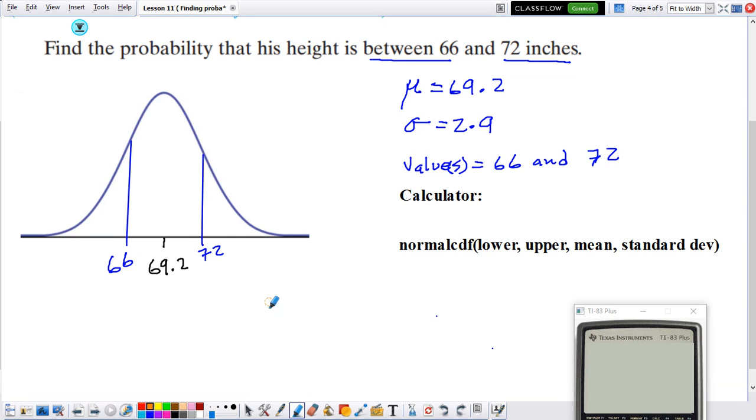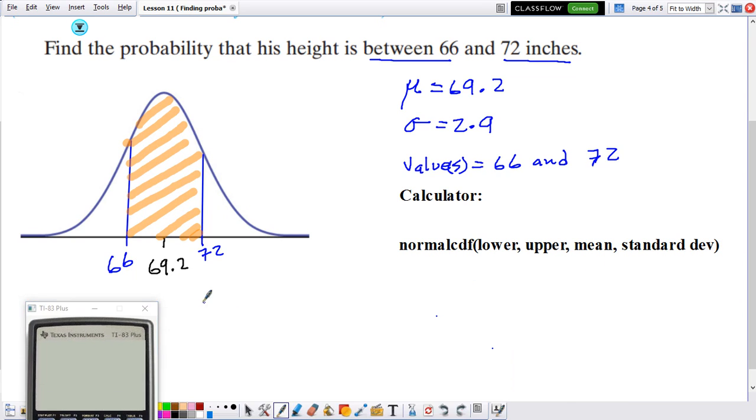We want to find the following area. We want to find the probability between those 2 points. So we want to find the area in that region. So can we still use our calculator? Yes, we can. So let's write that down. We're going to write down normal Cdf.